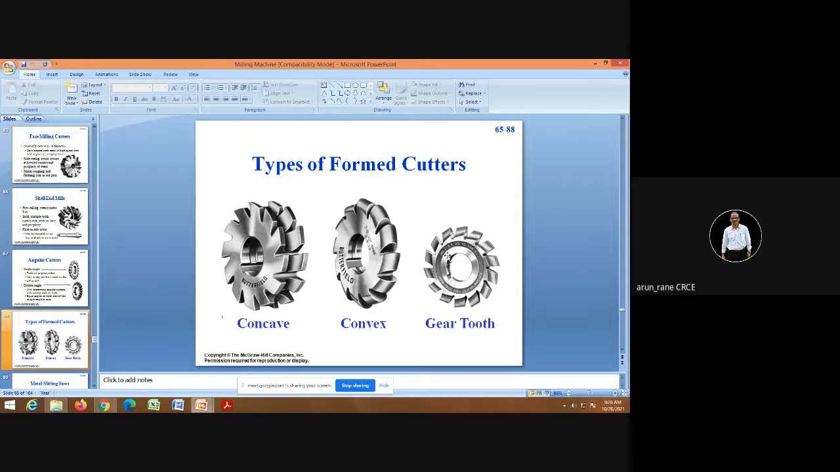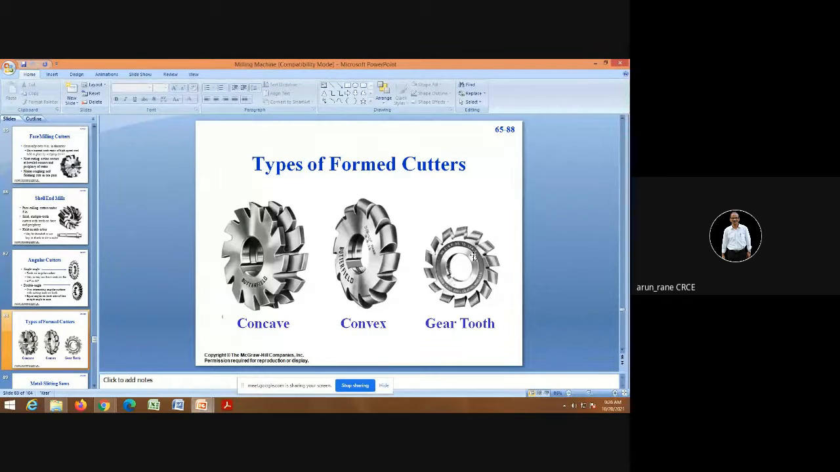These are called profile milling cutters or gear tooth milling cutters, which are used only for cutting gears. There are basically two types of profiles. One is called the involute profile and another is called the cycloidal.